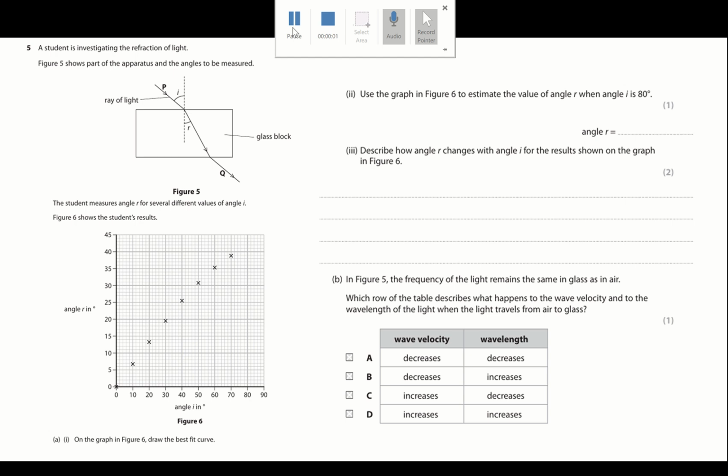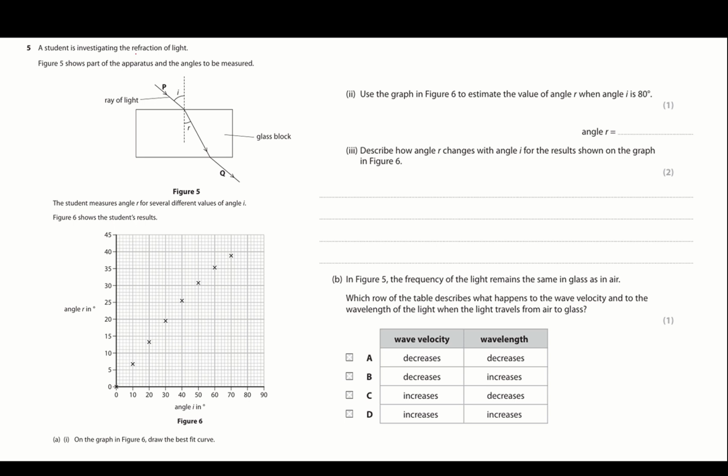Okay, so question 5 is going to be about reflection and refraction. A student is investigating refraction. We can see that there. We've got the apparatus and the angles to be measured. So we've got theta I here, the angle of incidence. Got the angle of refraction there, theta r.